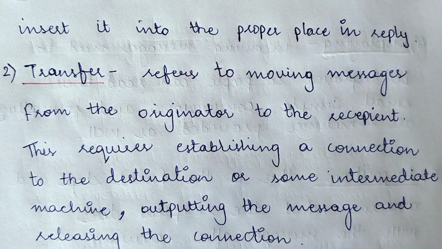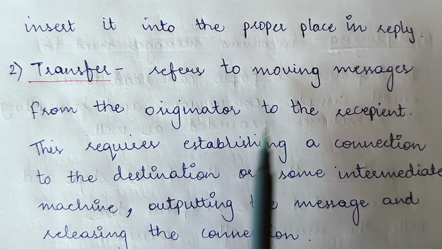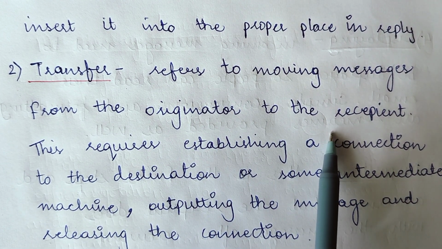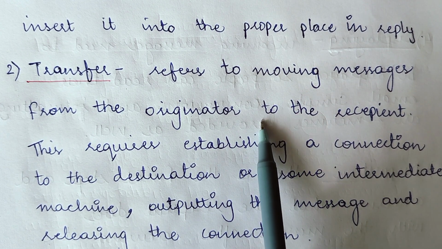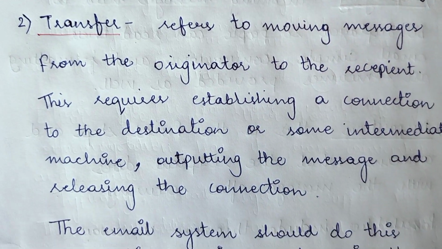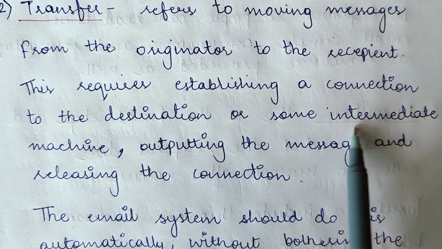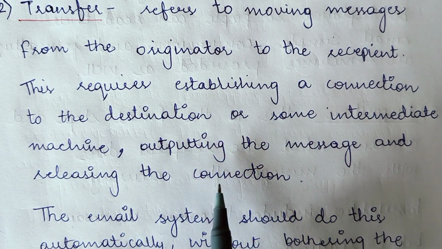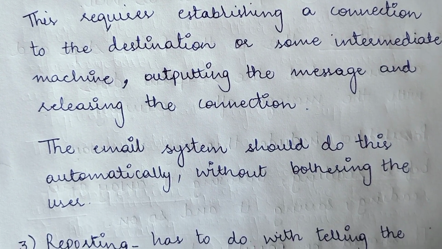The next function is the transfer function. This refers to moving messages from the originator to the recipient. Whenever an email is moved from the sender to the recipient, this is because of the transfer function. This requires establishing a connection to the destination or some intermediate machine, outputting the message, and releasing the connection. So first a connection is established, then the message is outputted, and finally when the message has been received, the connection is released.